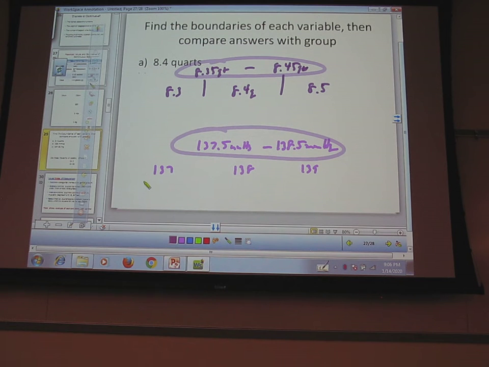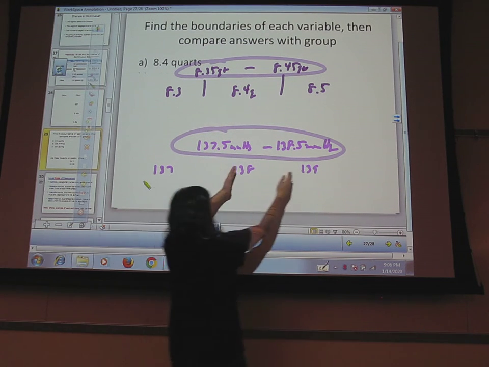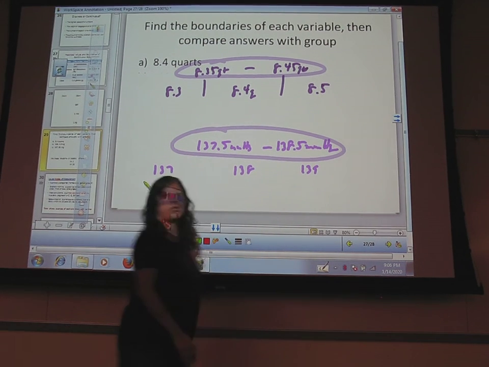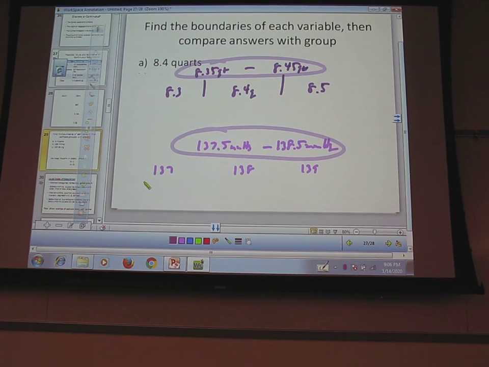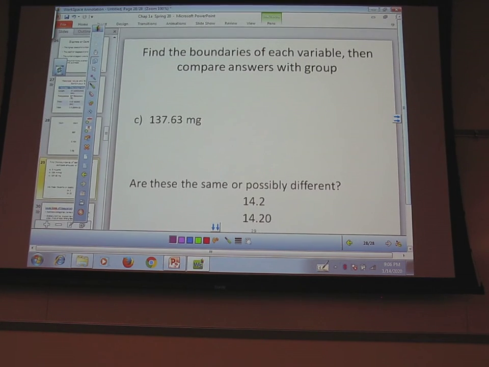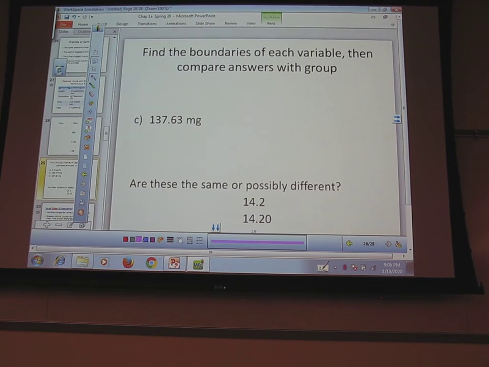Good. Because the number between these two would be 138.5. Yes, ma'am. Okay. So now we get to the kind of trickier one. This one here.